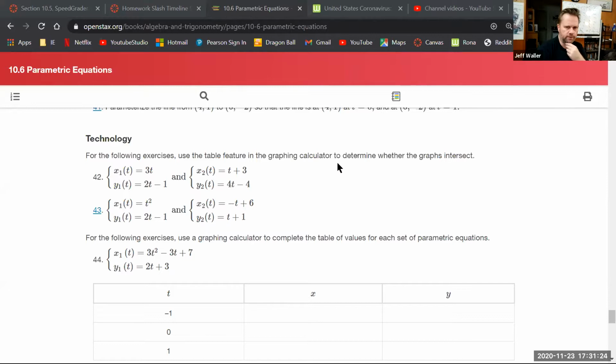Let's see, use the table feature of the graph calculator to determine that. Oh, okay. So here's the neat thing. Let's do this on my digital calculator. The weird thing about determining if two parametric equations intersect is that there's that third time dimension. We very often consider it to be a time dimension, even though it might not be.